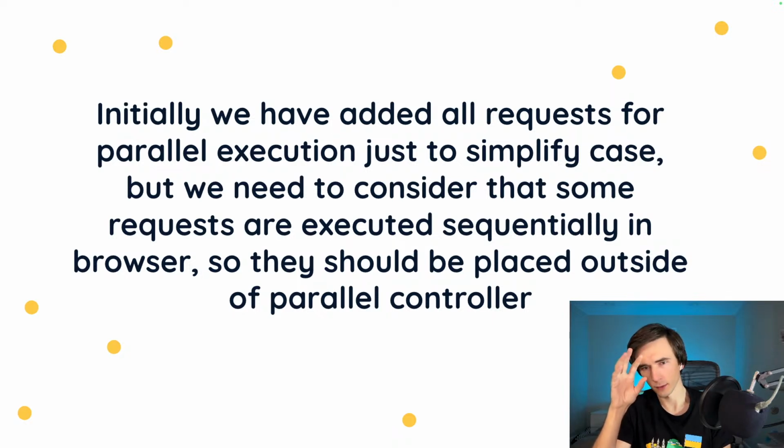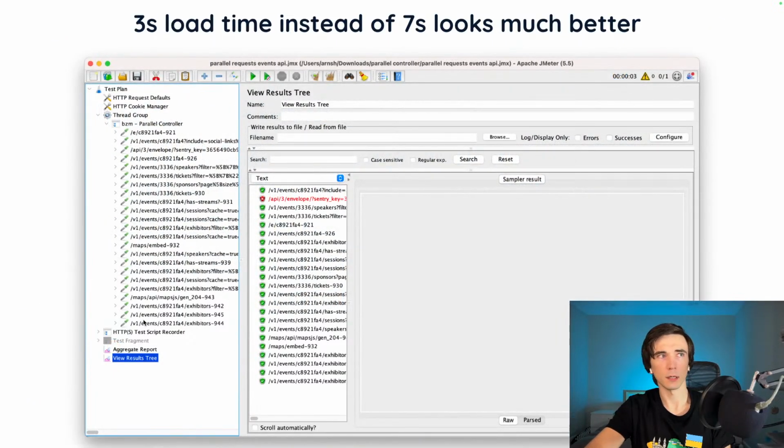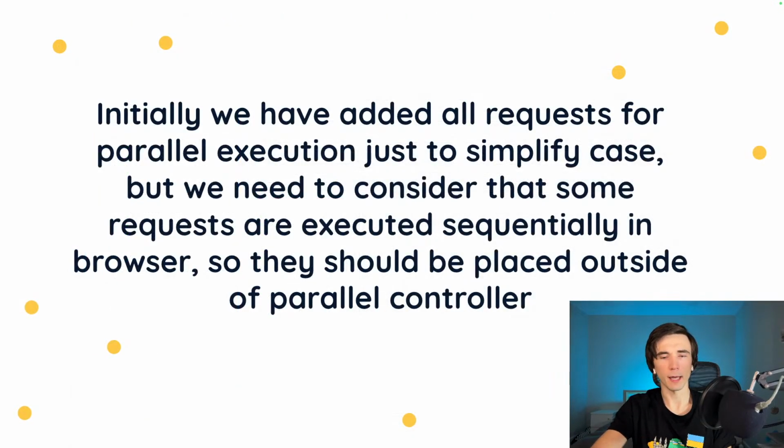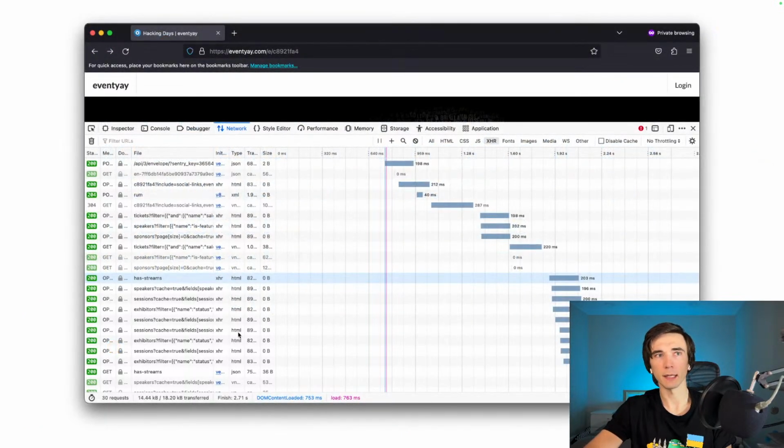And just another note: in this case, we added all the requests inside the parallel controller just to simplify the example. But in reality, we need to analyze how the browser interacts with your backend, because usually some requests are executed, let's say, first 4 requests sequentially one by one, and then you have 2 batches, one group of parallel requests, then a few more sequential calls, and then again one more batch with parallel execution. So all sequential calls need to be placed outside.